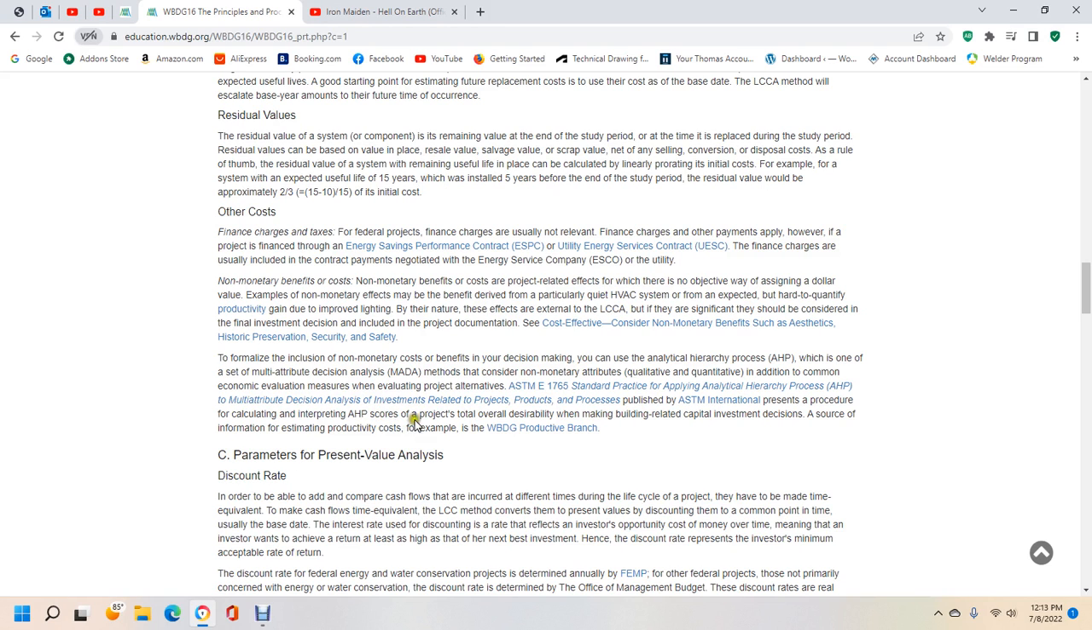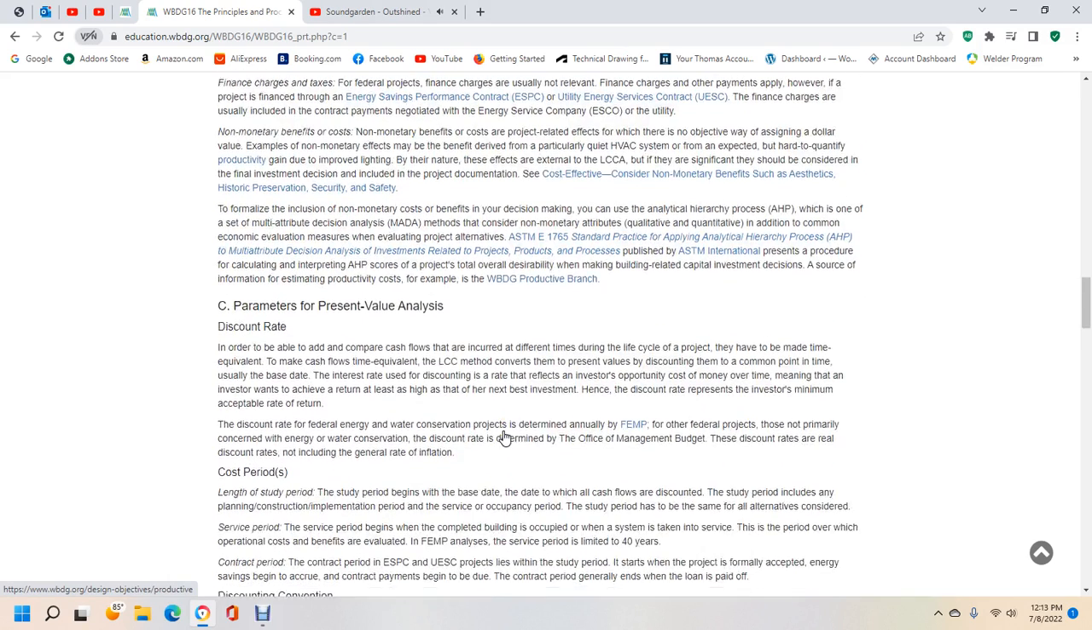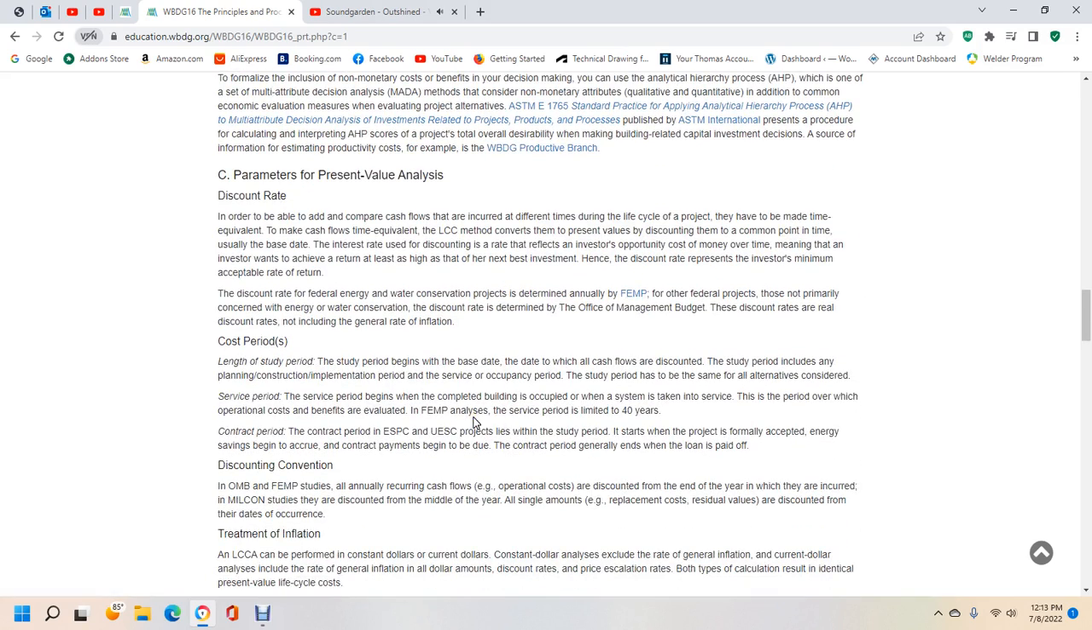the analytical hierarchy process score over the project's overall desirability when making a building-related capital investment decision. A source of information for estimating projected costs is, for example, the Whole Building Design Guide. Alright, C: parameters. Present value analysis and discount rate.